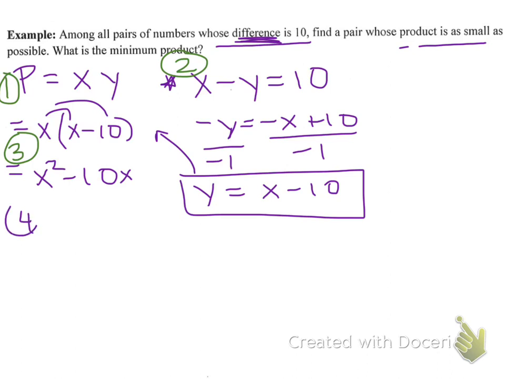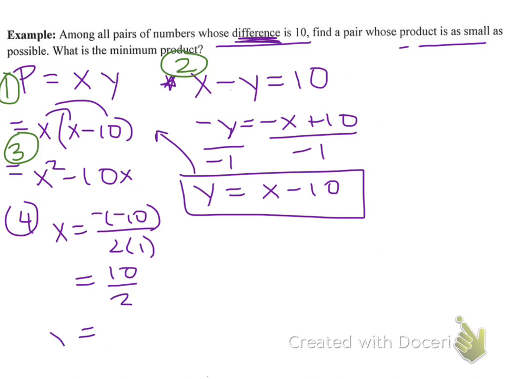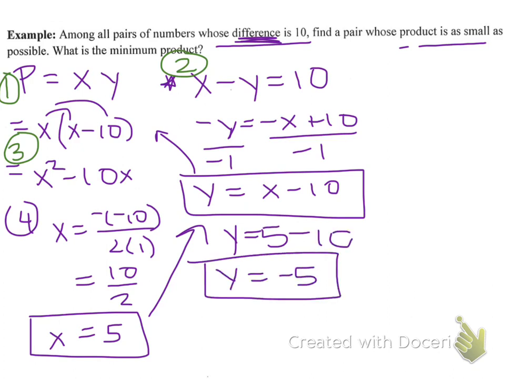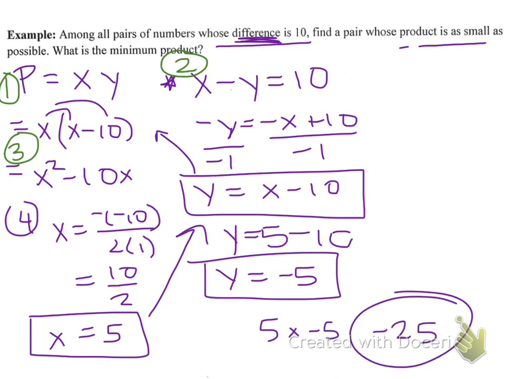All right, so step 4, find the vertex. So I have x equals negative of a negative 10 all over 2 times 1. So I have 10 over 2. So I know x equals 5. And now I know that x equals 5, I'm going to use this equation that says y equals x minus 10 to find what y equals. So I have y equals 5 minus 10, so y equals negative 5. Now, the question doesn't say to find the value of the two numbers. The question says what is the minimum product. So I would do 5 times negative 5, and my minimum product is negative 25.